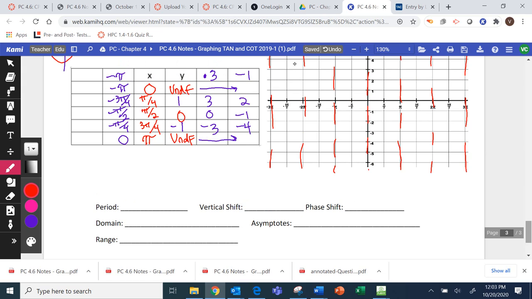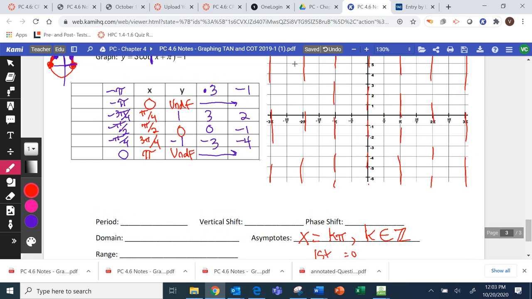So I can write my asymptotes at x equals, my first non-negative is 0, so I'm not going to actually write 0, plus they are pi apart, k pi, where k is an integer. And while I'm down here, that's going to be the domain, just not equal to.